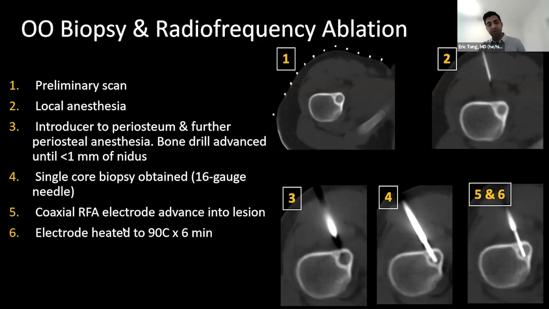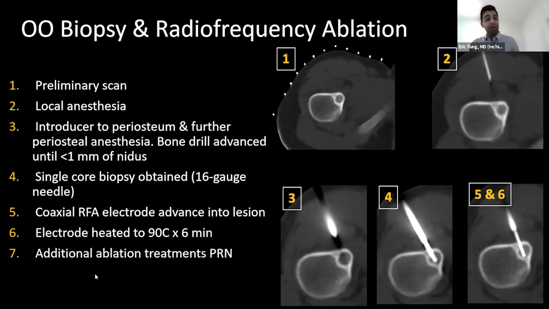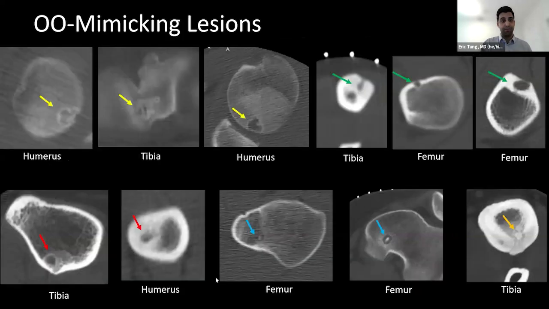Then a coaxial radiofrequency ablation electrode is advanced into the lesion. And then the common pattern for heating and timing for that radiofrequency ablation is to heat the tip of the probe to 90 degrees centigrade and to keep that for 6 minutes to create approximately a 1 centimeter sphere of ablation. There may be additional ablation treatments needed, especially for larger lesions. And so having good imaging to understand the size of the lesion is really important.